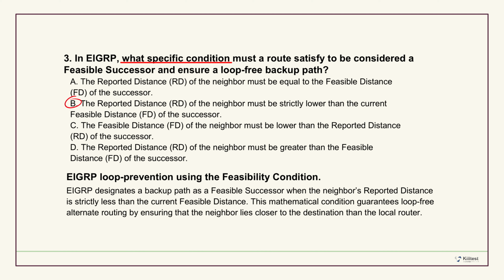Think about it. If your neighbor's cost to get to the destination is less than your best cost, there's just no way that traffic can loop back through you. That neighbor has a better path that doesn't involve you. That little inequality sign, strictly lower, is the whole mechanism. It prevents routing loops before they can even form. It's instantaneous reliability. That is a perfect example of architecture driving stability.